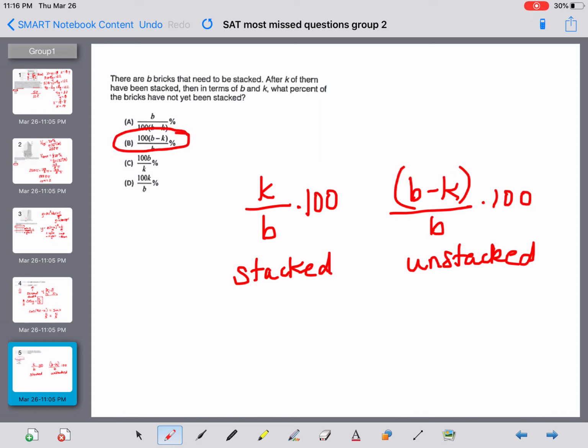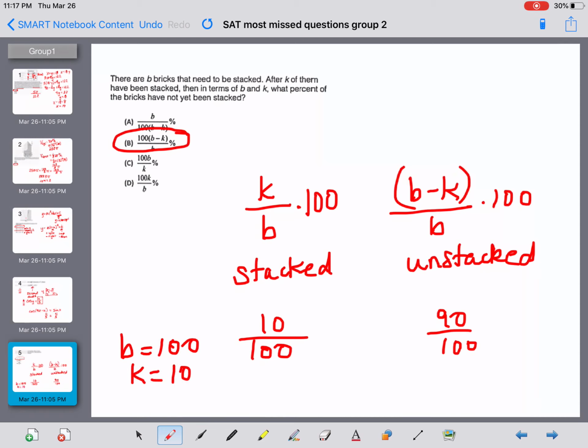The other option for a question like this is to just give yourself some numbers and work at it that way. So it says there are B bricks that need to be stacked and K of them have been stacked. Super nice to make your bricks 100 because then your percentage is right there. Let's say you've stacked 10 of them. That means that 90 out of the 100 are unstacked. And then you can take your B as 100 and your K as 10, and plug them into A, B, C, and D and figure out which one equals the same percentage of 90 over 100.